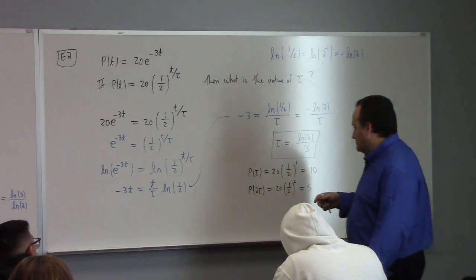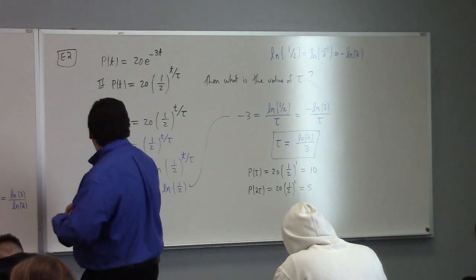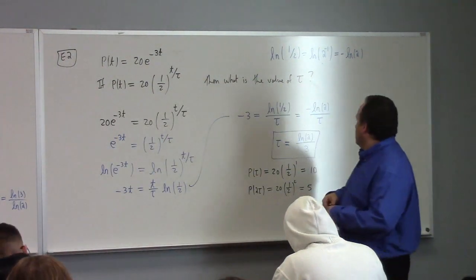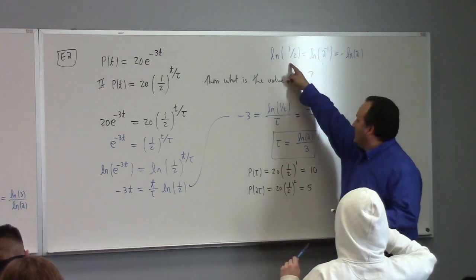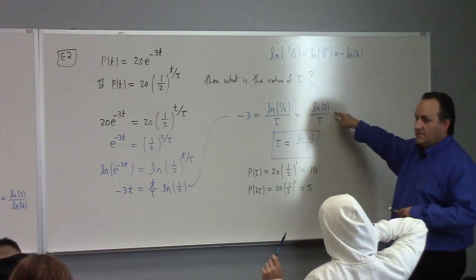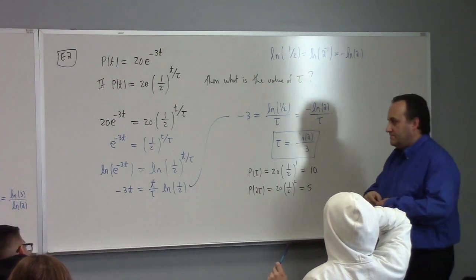Yes, Michael? So how did you get -3 on the top? -ln2. Because natural log of 1/2 is minus the natural log of 2. They're equal. Oh. Yeah. I see that.